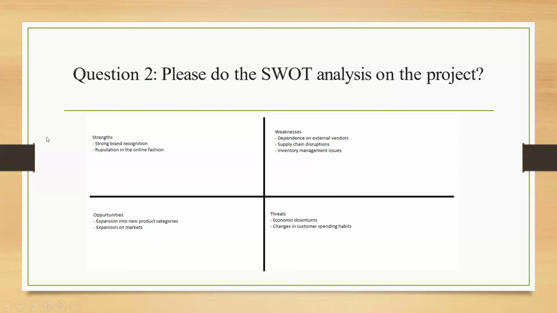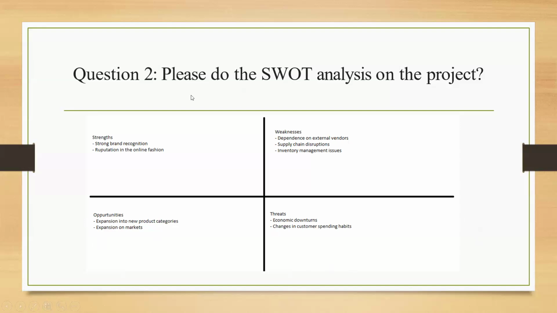Okay. So according to this online fashion application, what strengths does it have? Strong brand recognition and reputation in online fashion. And what weaknesses does it have? It depends on external vendors, and has some supply chain disruptions and inventory management issues. What opportunities does it have? It is trying to expand into new product categories and into new markets. And what threats does it have? Economic downturns and changes in customer spending habits.